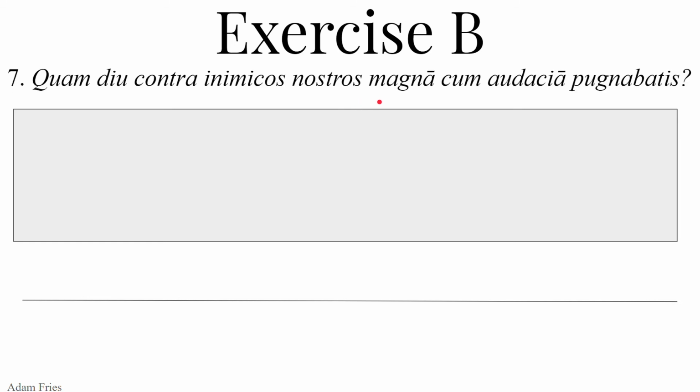Septima, sententia septima. Quam diu contra inimicos nostros magna cum audacia pugnabatis.